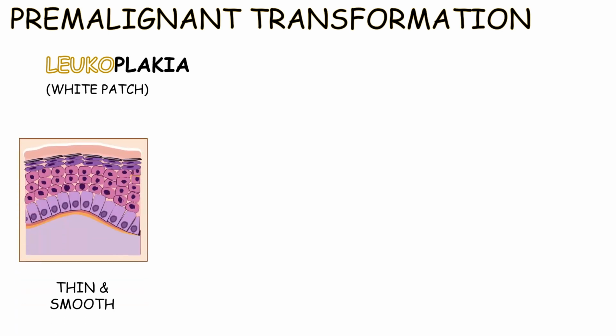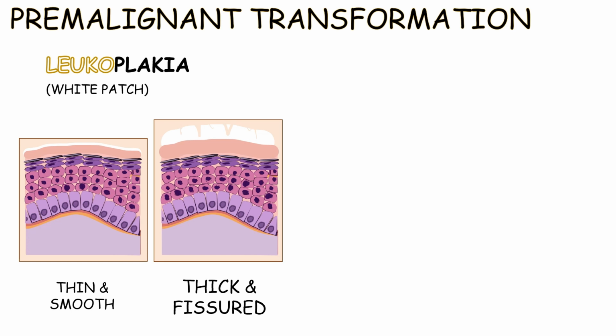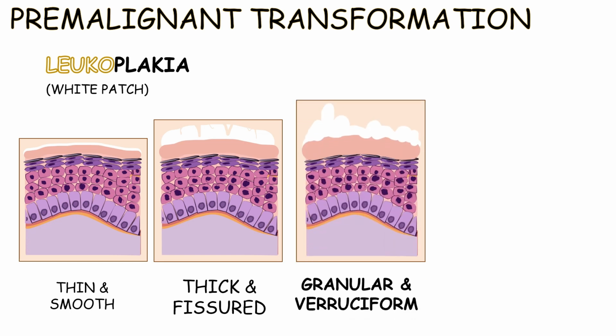Oral epithelium may undergo various premalignant pathological changes before progressing to squamous cell carcinoma. The first one is leukoplakia, which is a white patch. This starts off with a thin and smooth form, which can progress to a thick and fissured form, and later on to a granular verruciform variety. All these three have chances to go back to normal epithelium only if the causative factors are removed.